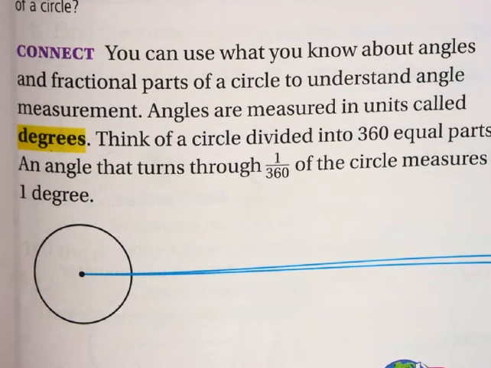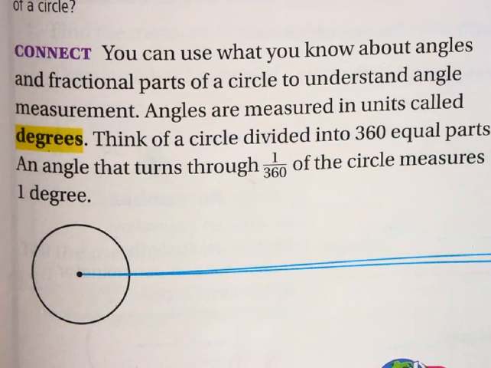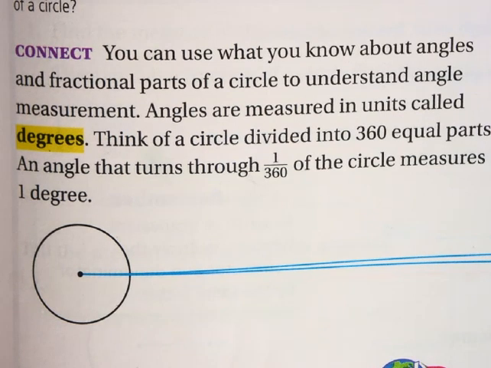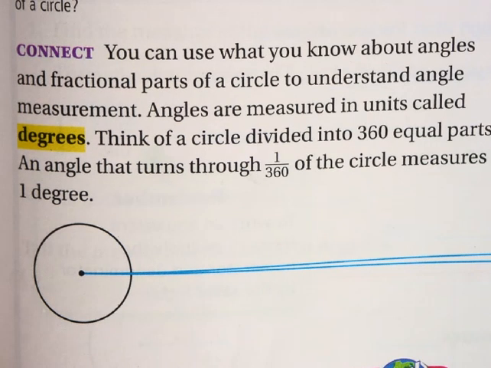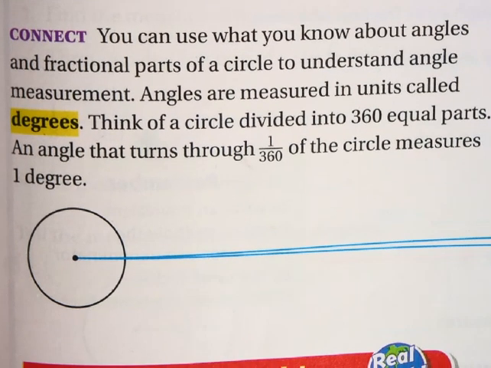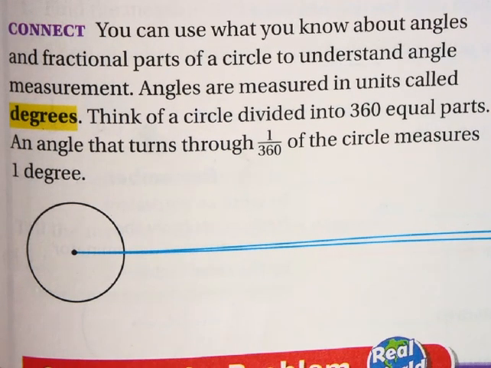to understand angle measurement. Angles are measured in units called degrees. Think of a circle divided into 360 equal parts. An angle that turns through 1/360th of a circle measures 1 degree.